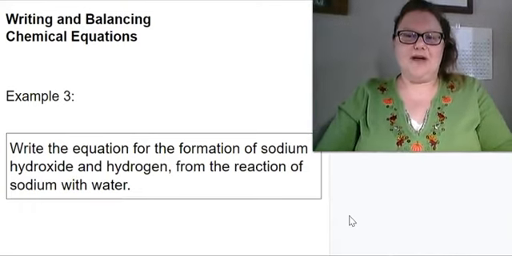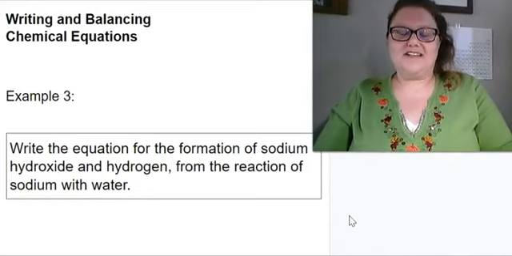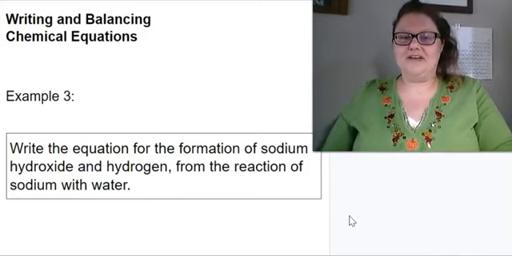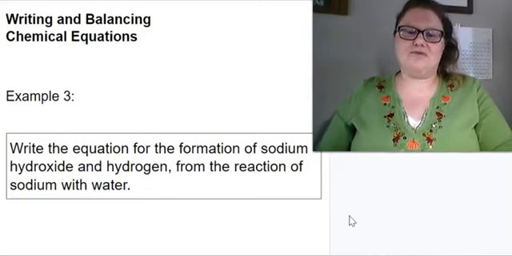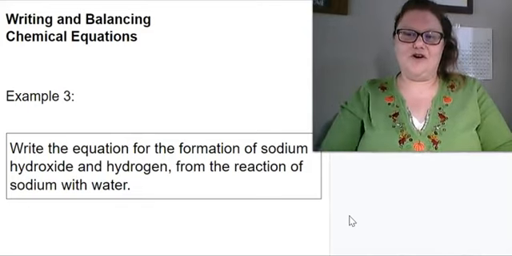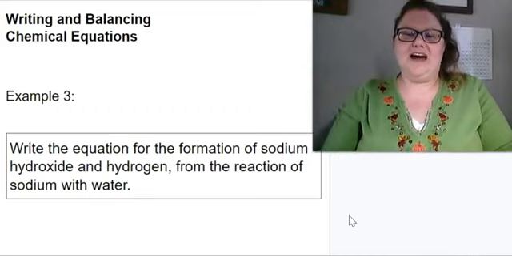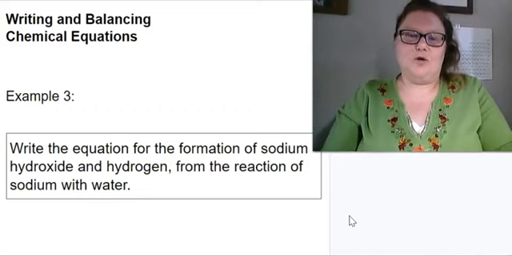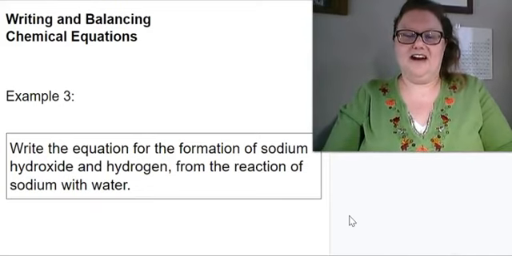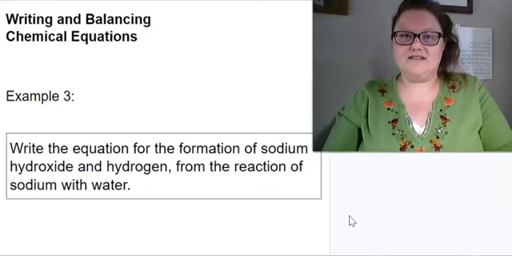So before we get into balancing some more examples, we're going to see how this process would play out on some examples like the homework. So in example 3, we're tasked with writing an equation from a sentence. So let's read this. Write the equation for the formation of sodium hydroxide and hydrogen. I'm going to stop there because I got a verb there, formation. That tells me what I'm about to read after the word formation are going to be products. So sodium hydroxide and hydrogen are the 2 products.